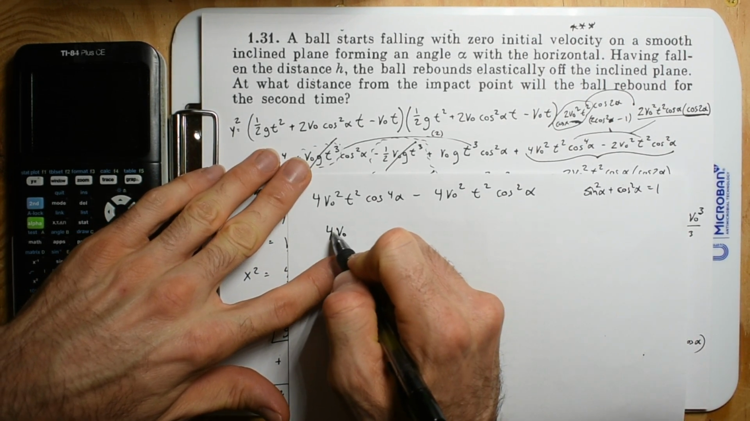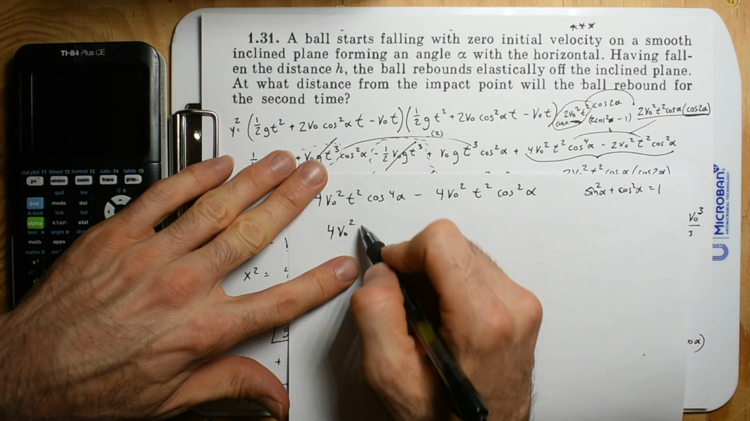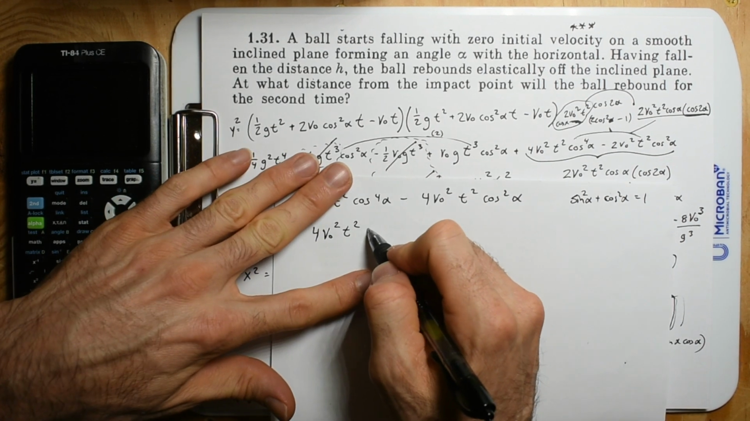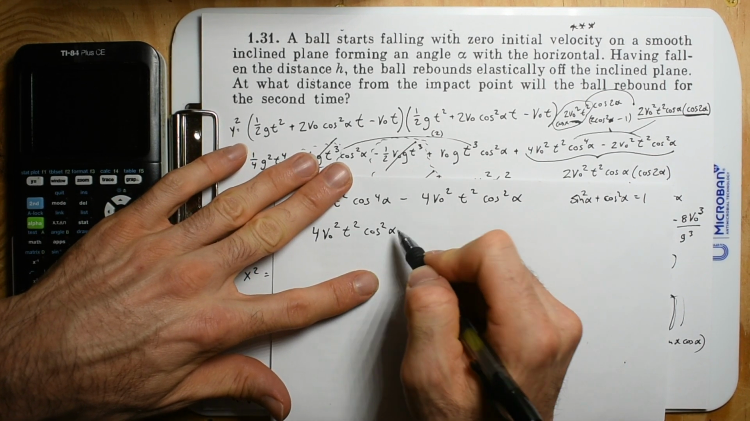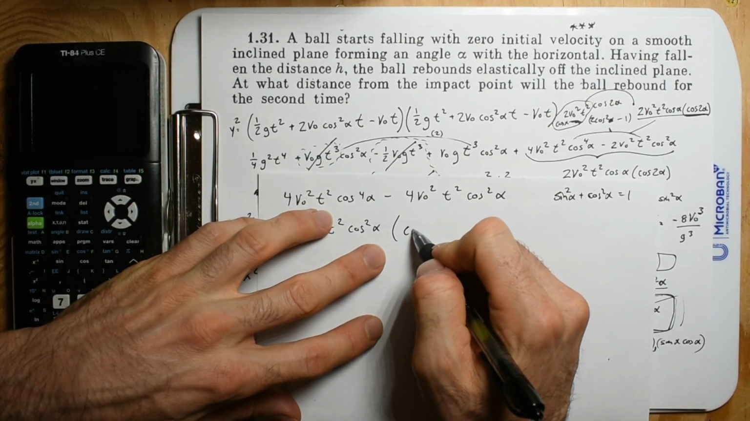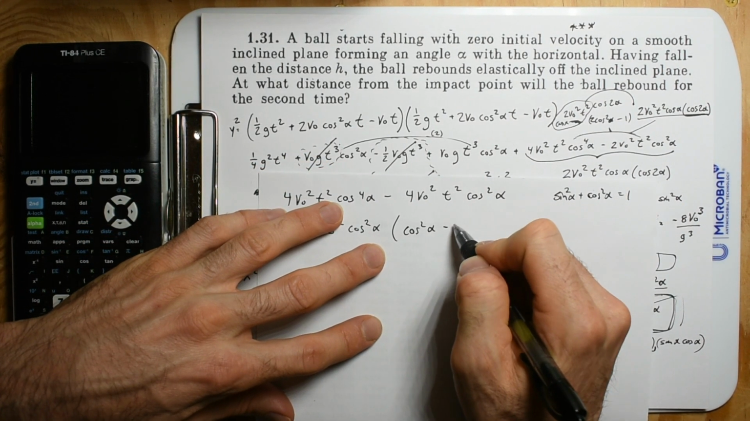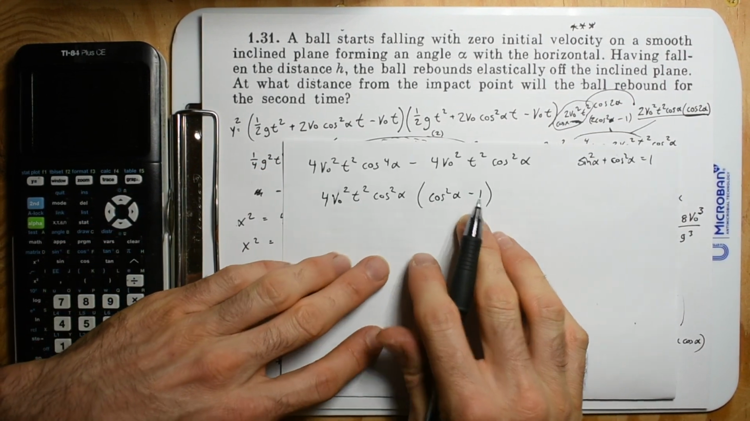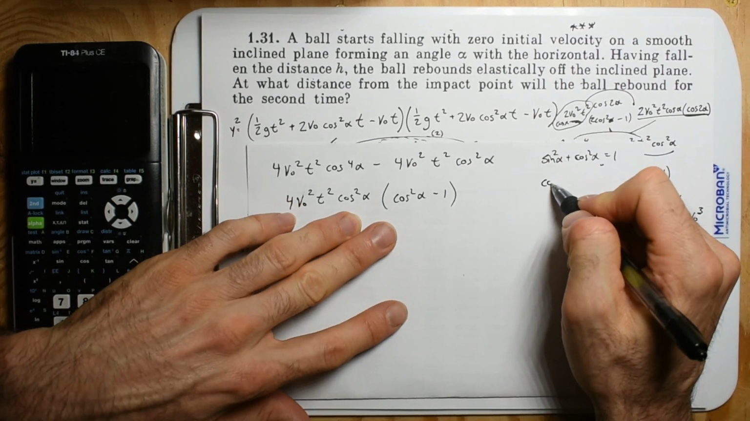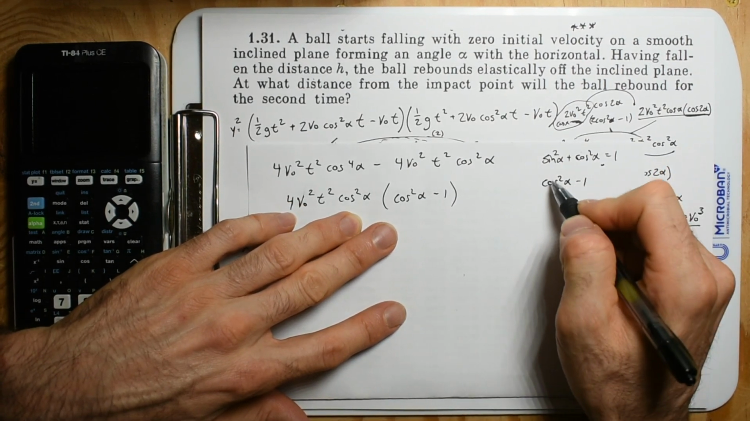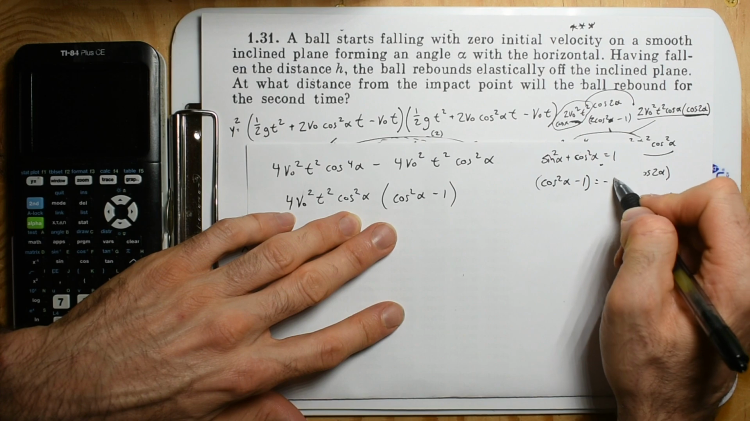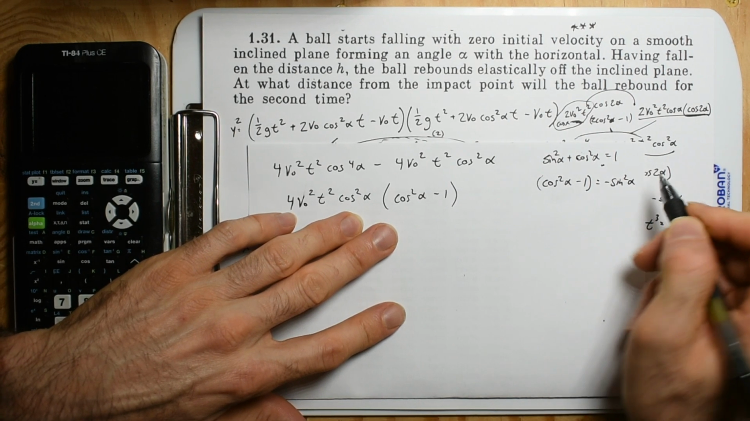Okay, so we can factor out a 4 v naught squared and a t squared and a cosine squared alpha. And if we do that, we're left with a cosine squared alpha minus 1. So I think we see that. And if we go over here and say cosine squared alpha minus 1, I totally forgot about that. This is negative sine squared alpha.